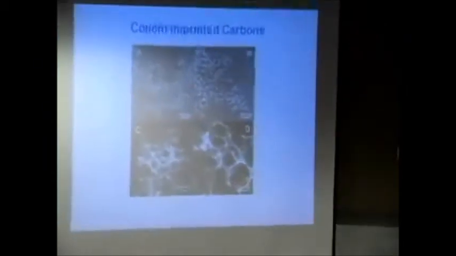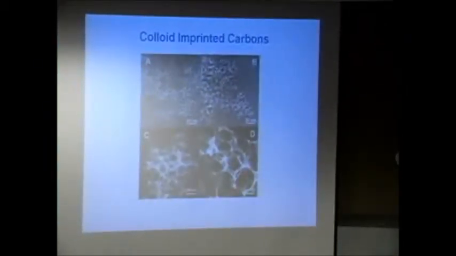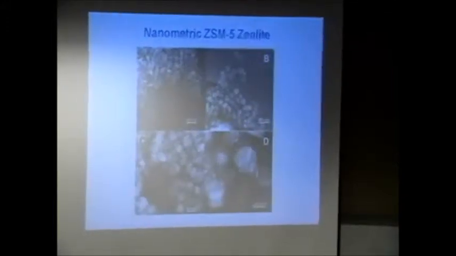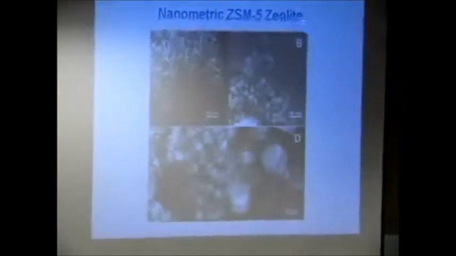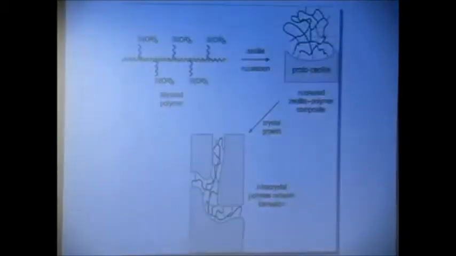Here are the micrographs of the templating carbon. This is the colloid imprinted carbon. So silica spheres of about 70 or 80 nanometers are used for this one. Down here, the silica spheres are of the order of 12 nanometers. And when we crystallized the zeolite in these pores, you could see the beautiful regularity of the zeolite crystals. So they really do reflect, mirror the size of the hard template. We could skip this one.